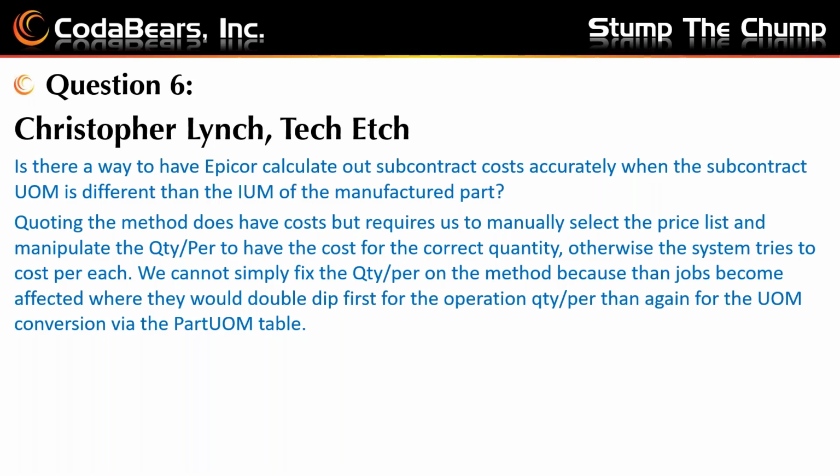The system typically wants to do it as, you know, 1 per 1. If you have a quantity of 100, it wants a quantity of 100 on subcontract. Enhancement request, Epicor ideas. That would be a good one to put up because this has been out there for a long time.